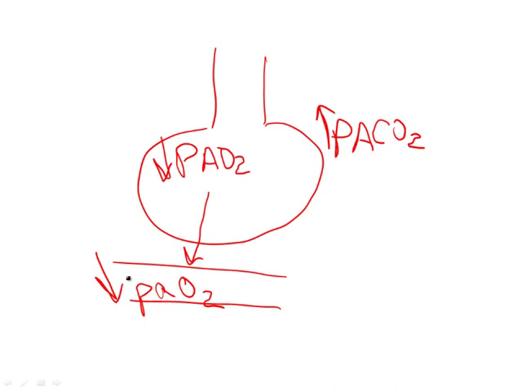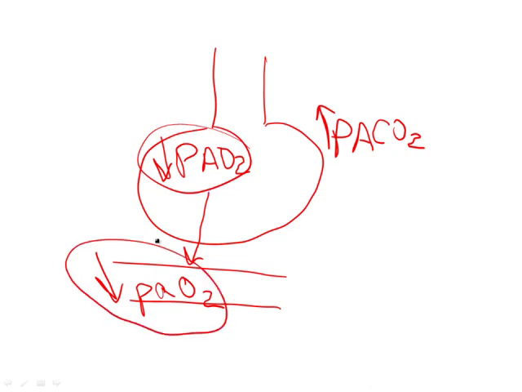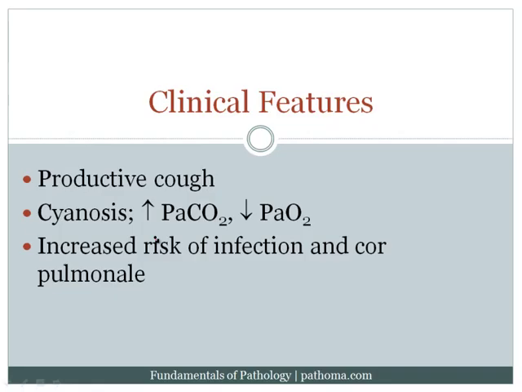And so basically this is the summary of what's going to happen lab-wise. The P big ACO2 will go up along with the P small ACO2, and the P big AO2 will go down along with the P small AO2. So that's the summary of how the patients become cyanotic and why they get these particular lab findings.